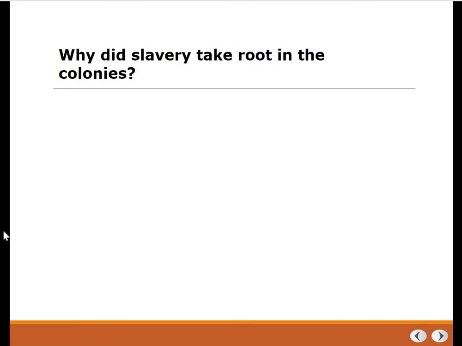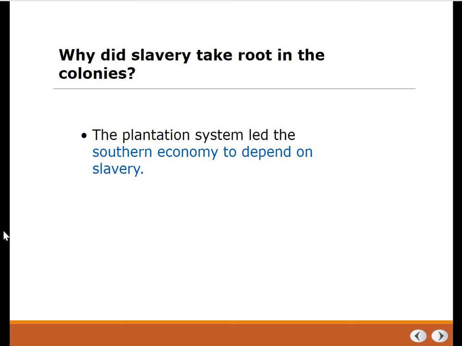So why did slavery take root in the colonies? Why was it adopted so fast? One, the plantation system in the South depended on cheap and abundant labor. Things like rice, tobacco, cotton, they were labor intensive, and there weren't enough people to make as much as they wanted, to make as much money as they wanted. So they resorted to slavery, where they could not pay people.